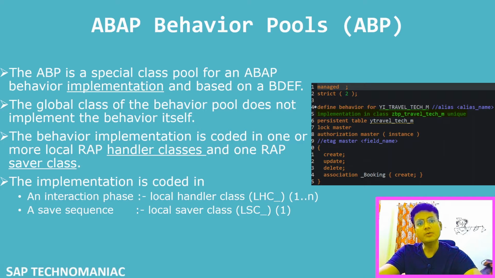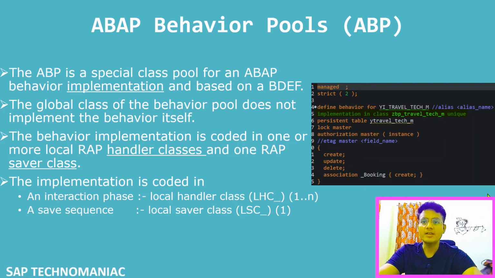When we tried to execute our application, we were not able to run it, because we had defined the authorization master as an instance, but we didn't do any implementation for that. As I told you in the last video also, we only define what needs to be done in the behavior definition, but the actual implementation we do in the ABAP Behavior Pool, or in short ABP. These ABAP Behavior Pools are the classes used for the implementation of the behavior definition.